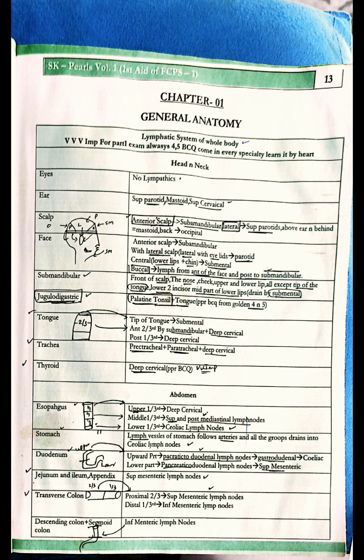Let's go. First up, the eyes. Here's a key fact. The eyes have no lymphatics. That's right, no lymphatic vessels. This makes the eye an immunologically privileged site. Expect a BCQ on this.